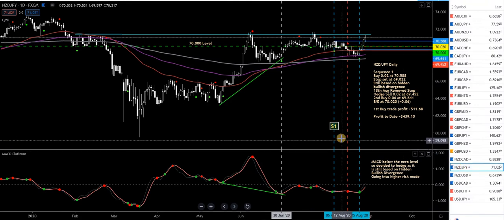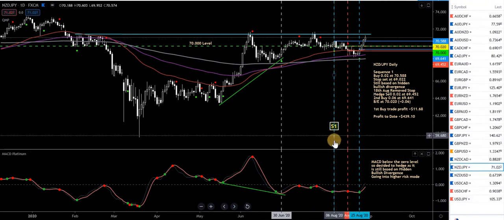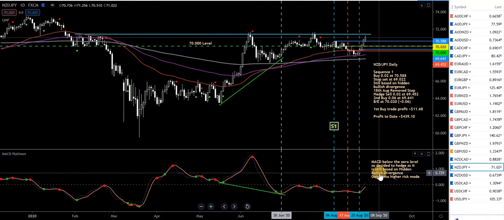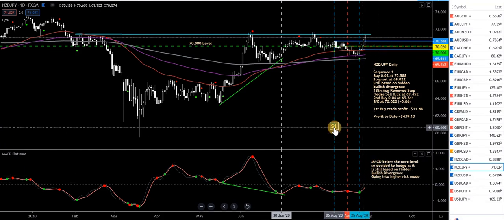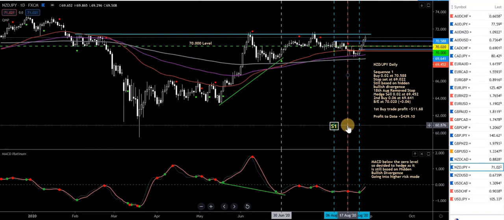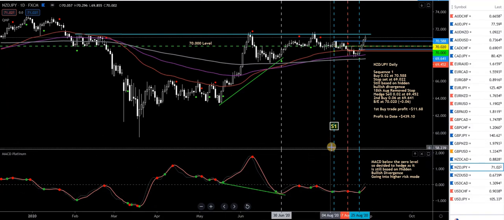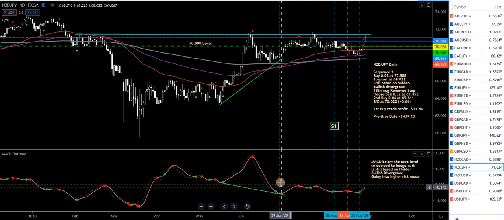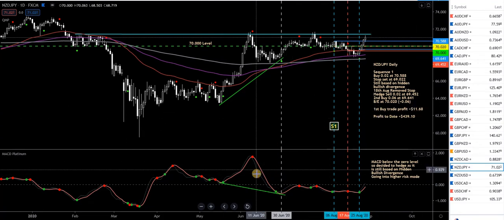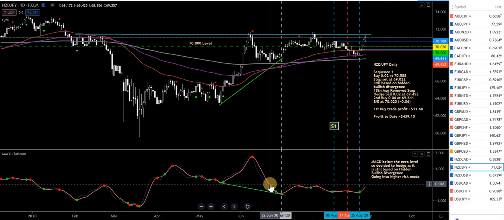New Zealand Yen, this is another one I took a recent hedge on. I liked the original setup. You can read my notes why I took the hedge. So it was a buy. Hang on, let me start again. All right, the first buy was back here, was profitable, so that's that one there. If you go back to here, that's the last time the MACD Platinum crossed the zero level.